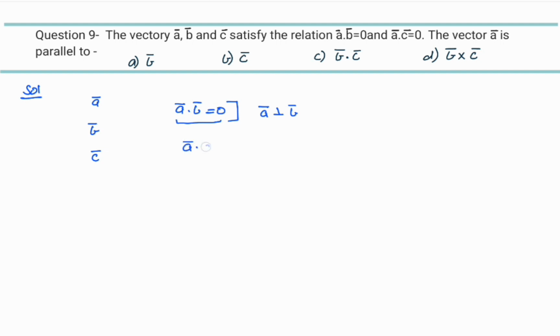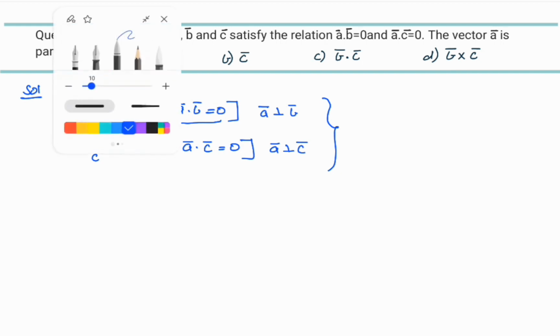Similarly, vector A dot vector C is equal to 0. What does it mean? Vector A and vector C are perpendicular to each other. Now, check what is asked. Vector A is parallel to... Now it is asking, find the vector to which vector A is parallel. Now look at the options.